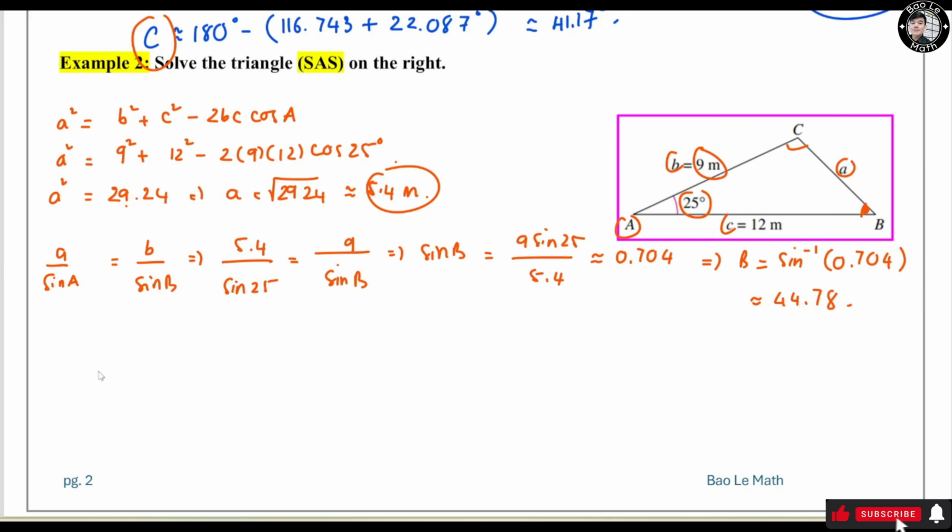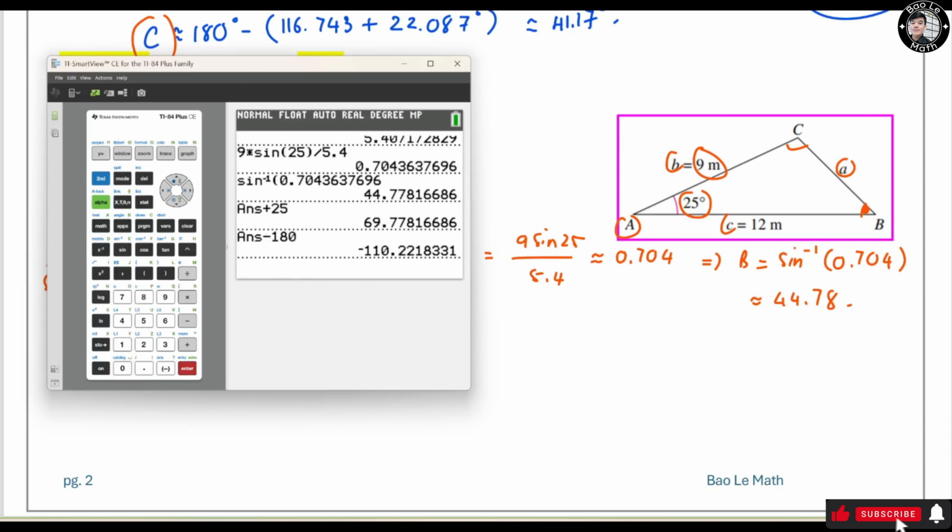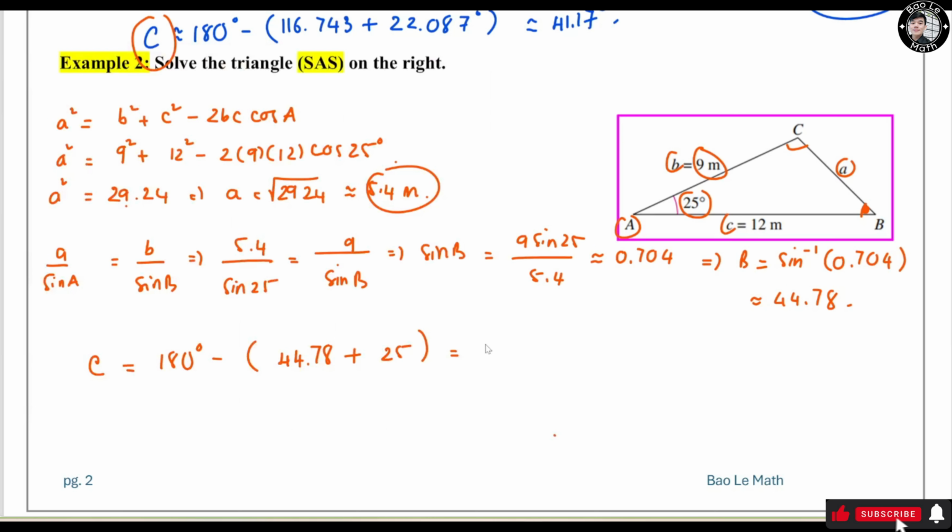Now, to find angle C, you're going to use the triangle sum theorem. So C equals 180 subtract angle B, which is 44.78, plus angle A, which is 25. The answer is approximately 110.22.